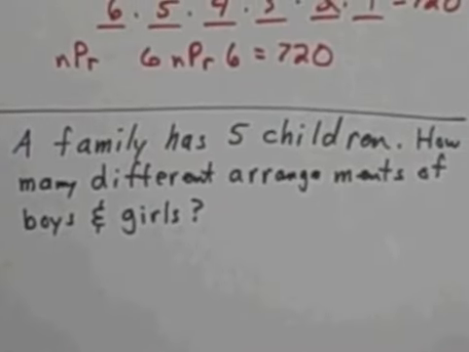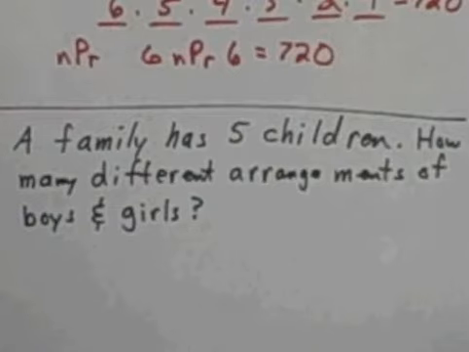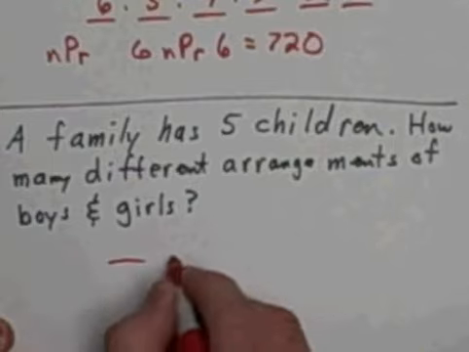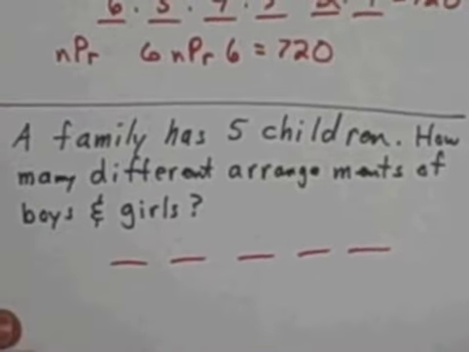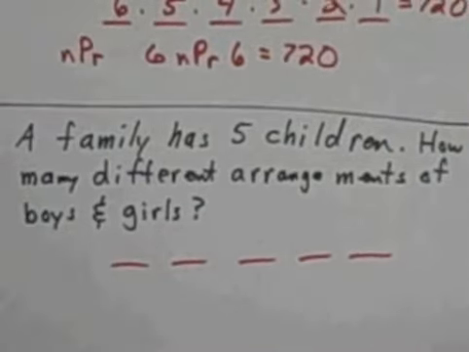A family has 5 children. How many different arrangements of boys and girls are possible with those 5 children? Well, okay, first of all, I want to think, how many actions am I talking about? How many trials? Well, the fact there are 5 children means they have 5 children. So we have 5 blanks. 1, 2, 3, 4, 5. Okay? Now, what do we have to choose from? Well, we have either a boy or a girl. I have 2 elements in this set from which to choose.